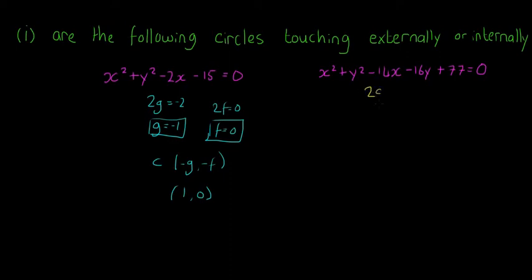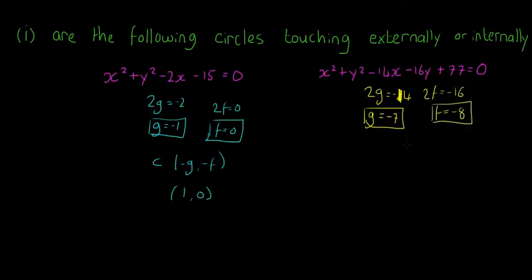So here we have 2f is equal to minus 16. And 2g is equal to minus 14. My mistake, I don't know why I said 2 there. 2g is equal to minus 14. That means g is equal to minus 7. Box around that. And that means we have f is equal to minus 8.